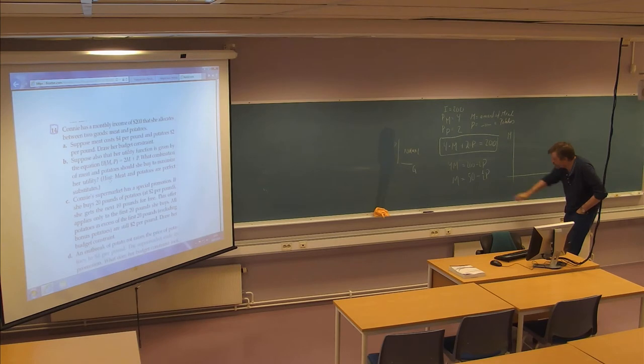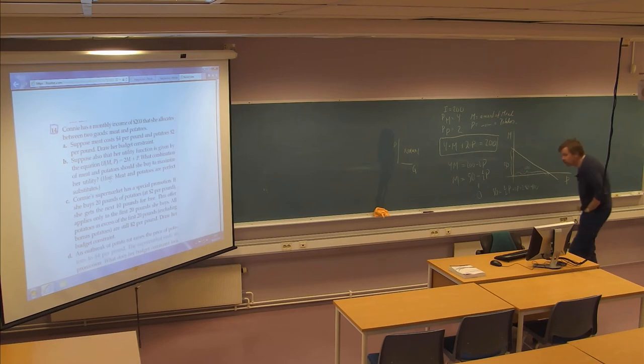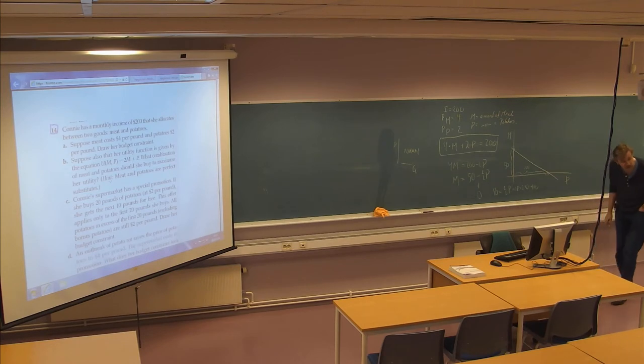Okay, so if we put p equal to 0, we get an m of 50. That is one of our points, isn't it? And if we equate this one to 0 as a whole, we get 50 equals a half p, don't we? And we end up with p equals 2 times 50, which is 100, isn't it? So we get another one here, which is twice that one, which is 100. And then we have drawn the budget constraint.